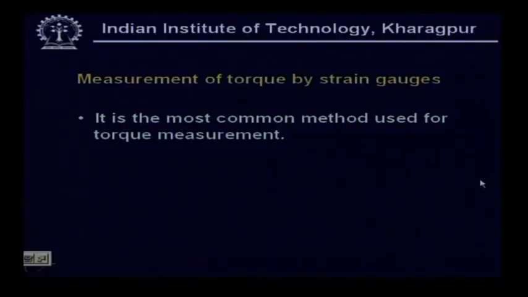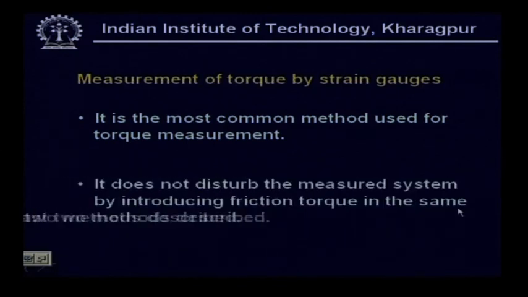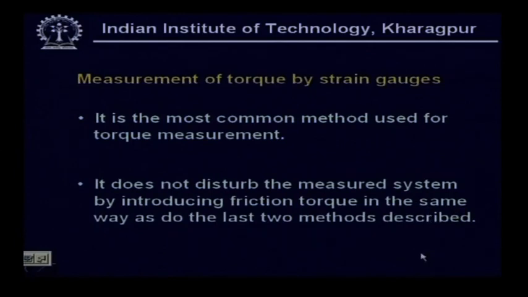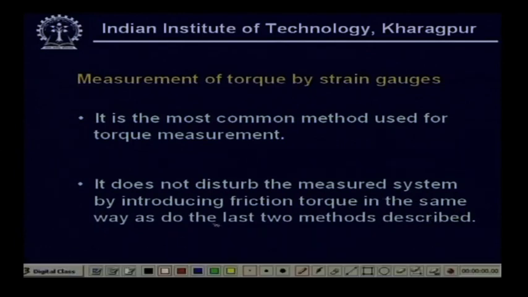Whenever we are talking of sensitivity and these things, please note that we are considering the torque cell as well as the entire Wheatstone bridge assembly. So it is the torque cell Wheatstone bridge assembly we are talking about, not the torque cell only or the Wheatstone bridge alone, clear. Now, it is the most common method used for torque measurement. As I told you, it is a widely accepted method, and it does not disturb the measured system. This third point is most important.